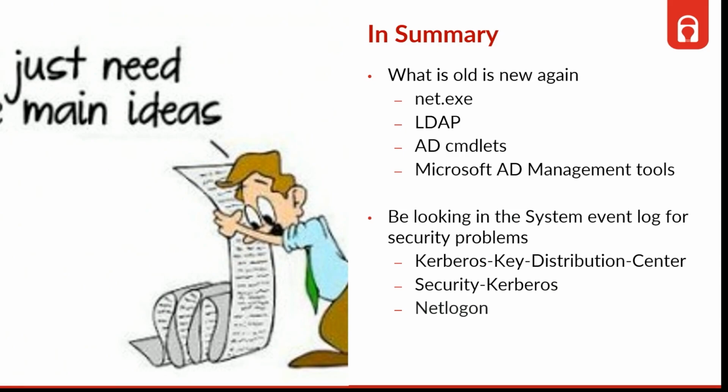From the blue team side, we need to be looking at the Windows System Event Log for things in the Kerberos, Key Distribution Center, Security Kerberos, and NetLogon. Those are all groups within, once again, the system event log, not the security event log, looking for errors, warnings, etc., to see strange behavior. So that's really it. I stayed at my 45 minutes, even with problems with my demo. I kind of ran through that.